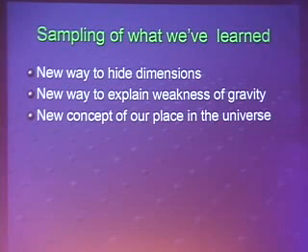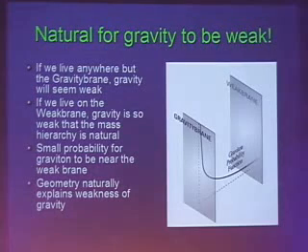There's a new way to explain the weakness of gravity. Fundamentally, the idea is very simple. If we have extra dimensions, there's no reason that gravity cannot be strong somewhere else but weak where we are. And we actually have an explanation in warped space-time of why gravity should be strong elsewhere and weak where we are. And as I also alluded to earlier, a new concept of our place in the universe.